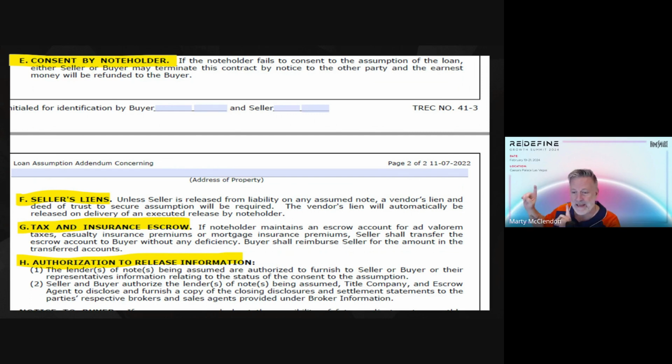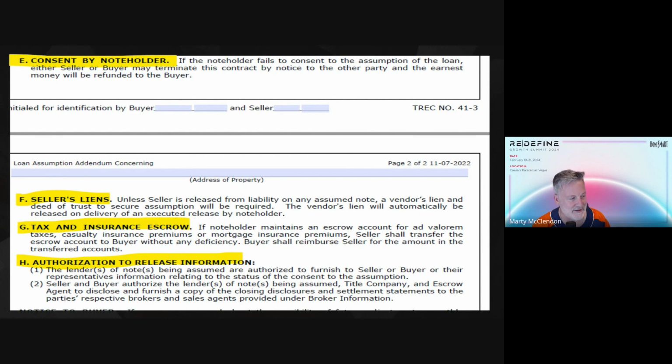Paragraph E, remember we need to consent, possibly consent from the seller if the buyer did something with the property, if they chose option B in seller financing. Well, with assumption here is consent by note holder. If the note holder fails to consent to the assumption of a loan, either seller or buyer may terminate the contract by notice to the other party, and the earnest money will be refunded to the buyer. So the bank, if they fail to consent, basically they don't agree or approve the buyer to assume the loan, then either party can terminate and money goes back to the buyer.